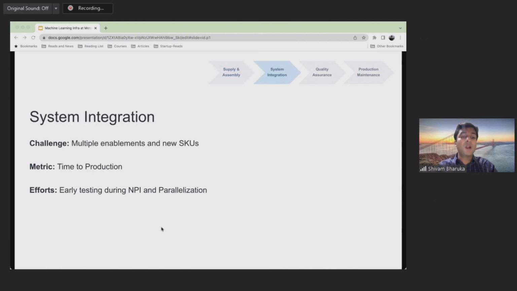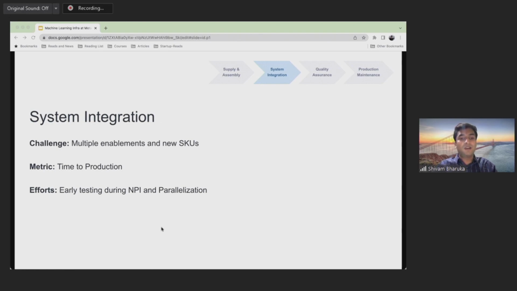The next step is the system integration step. You have to do multiple enablements. AI hardware has to go through enablements of the kernel. If you're getting NVIDIA GPUs, you have to enable the GPU drivers. You have to do testing at the node layer, rack layer, and at the cluster layer, which are at DC scale itself. So the metric we use to track this is time to production.